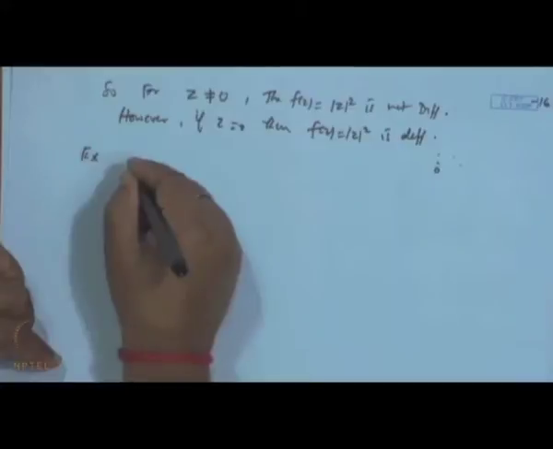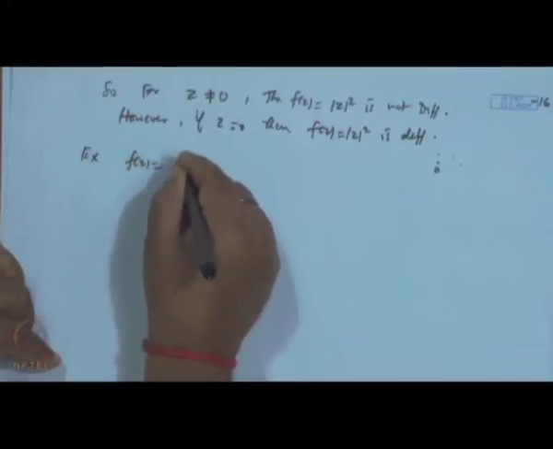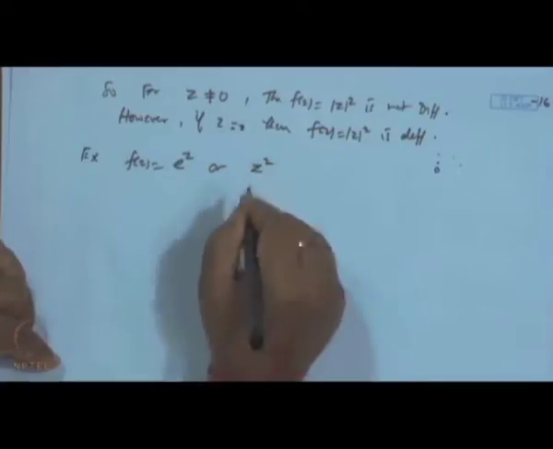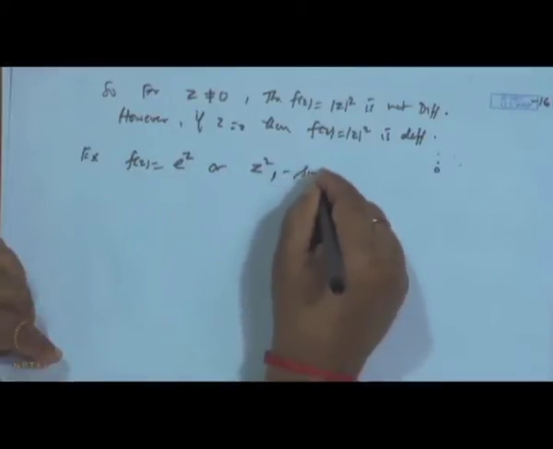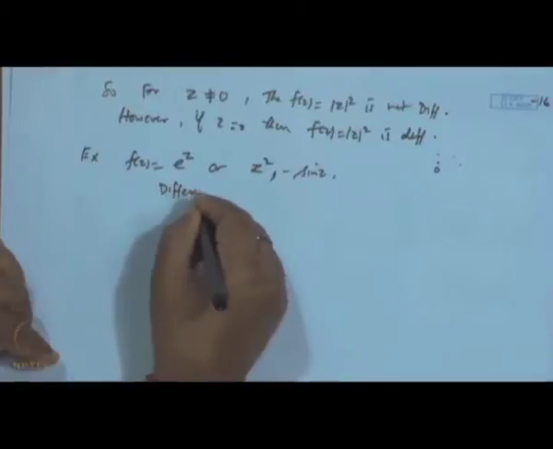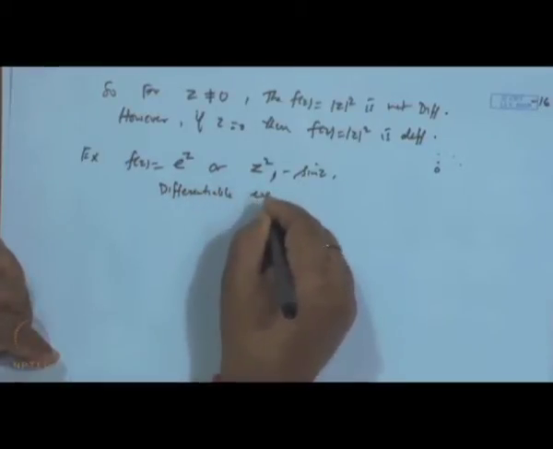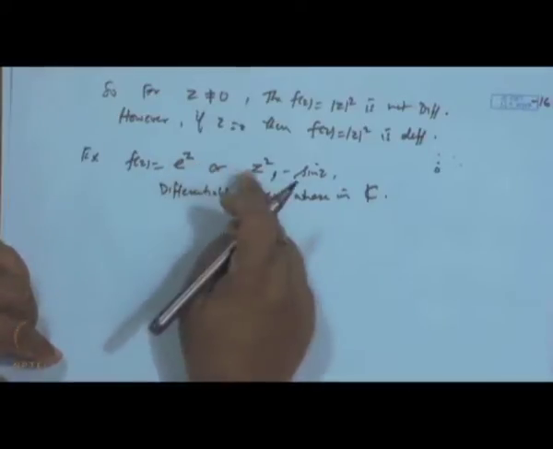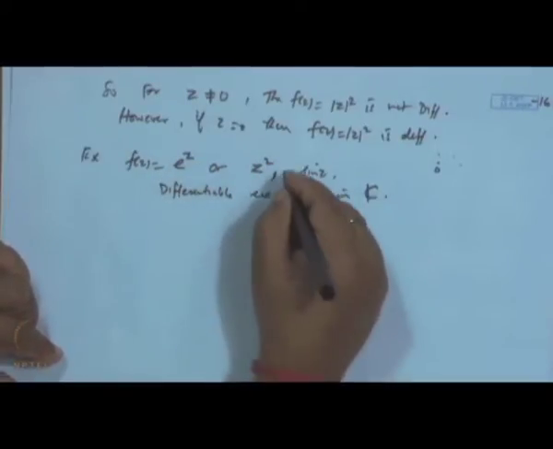But if we look at another function f z which is, say, e to the power z or z square or maybe z cube and so on, these are the functions sin z, cosine z, these are the functions which are differentiable everywhere in the complex plane. And in fact, the derivatives will come as e to the power z, twice z, cosine z and so on and so forth. Okay.